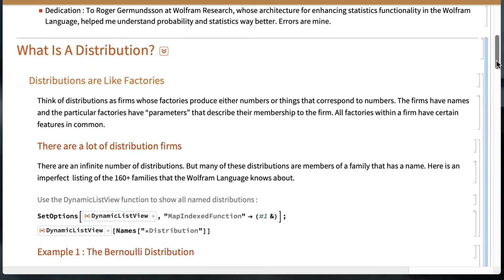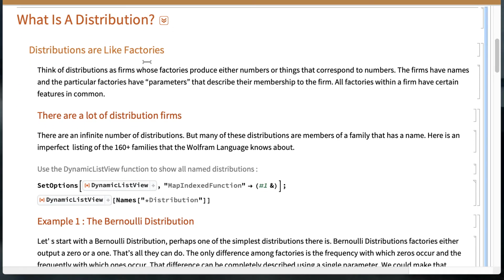All right, so let's talk about what is a distribution. And distributions, I think, are more like firms. They are firms that have factories, and those factories produce either numbers or things that correspond to numbers. The firms themselves have names, so you might have the Bernoulli Distribution firm, or the Uniform Distribution firm, or the Normal Distribution firm. And the factories have parameters that describe their relationship to the firm, so that all factories within the firm have a certain number of features in common, but also differ slightly from each other.